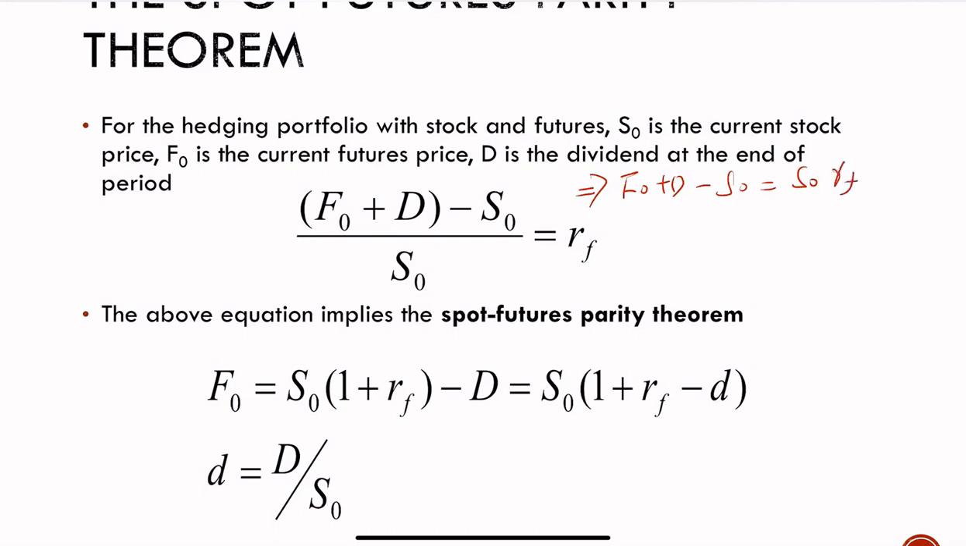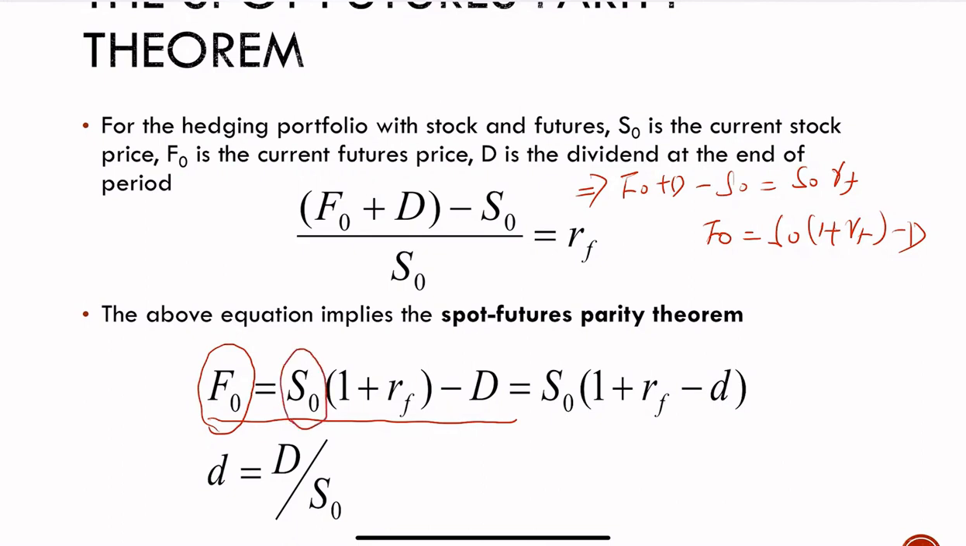Right? So this would solve F0 equals S0 times (1 plus RF minus D). Right? So you get this formula here. And now, this basically tells you what is the relation between the current future price and the current spot price. And we could further simplify this formula.